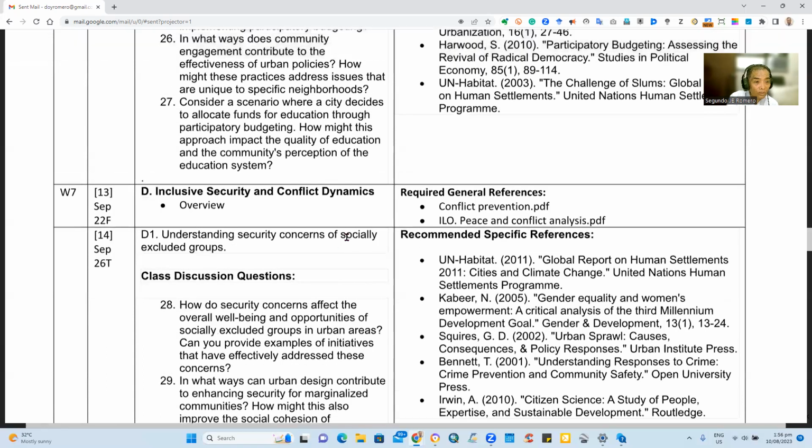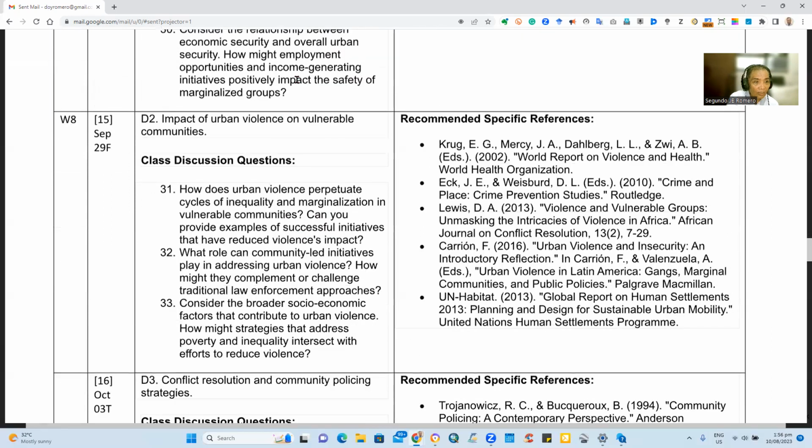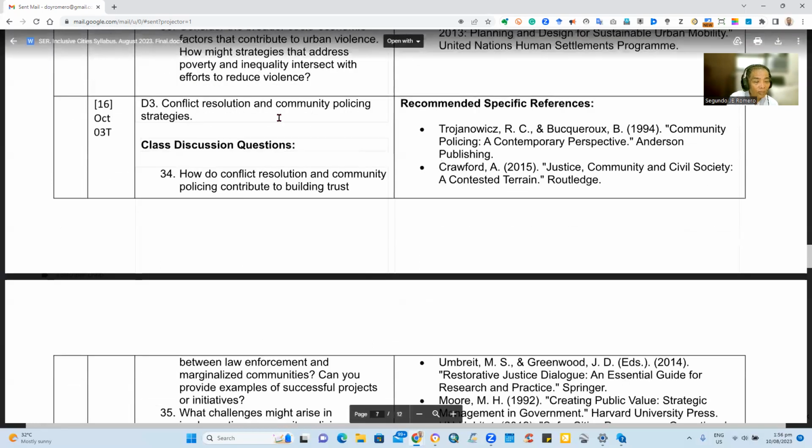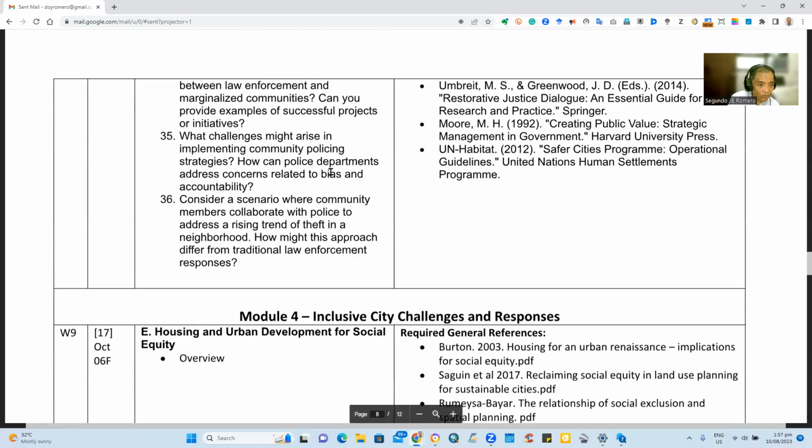Then we have inclusive security and conflict dynamics. And here we have understanding security concerns of socially excluded groups. Conflict and security are very important to the poor and vulnerable, which is why we gave it a focus. So you have your class discussions here. Impact of urban violence on vulnerable communities. You have your class discussions. Conflict resolution and community policing strategies. Conflict resolution, like alternative dispute resolution, ADR, these are important in making cities inclusive. So we have the discussion questions here.